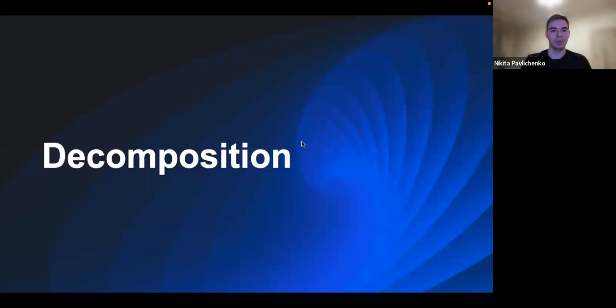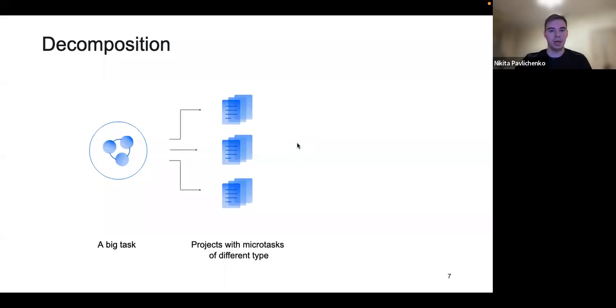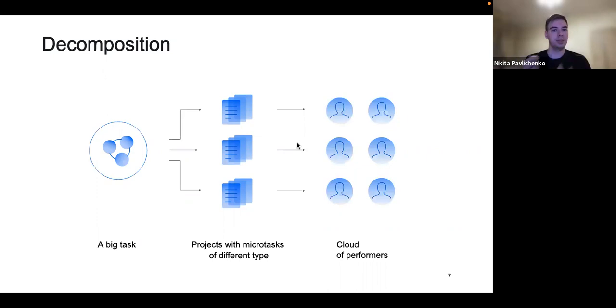When you run a crowdsourcing project, you have a big task. A big task cannot be done by crowdsourcing annotators. You usually split your big task into some small tasks, which we call microtasks. These microtasks are sent to a cloud of performers. So performers complete only microtasks, and then you reduce the results to get the output for the big task.